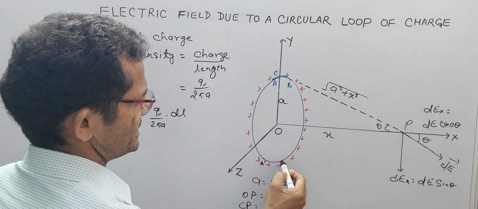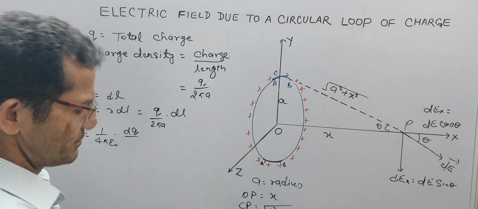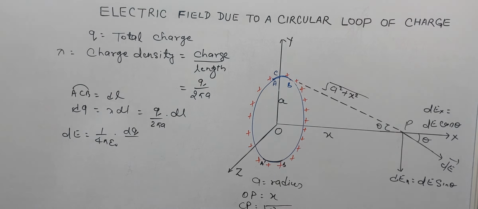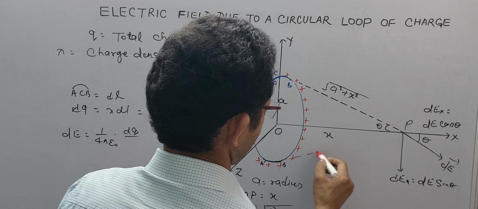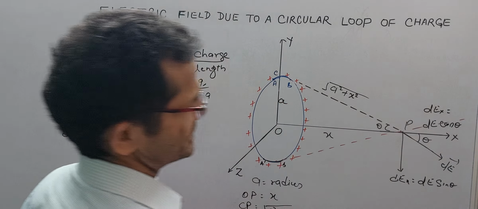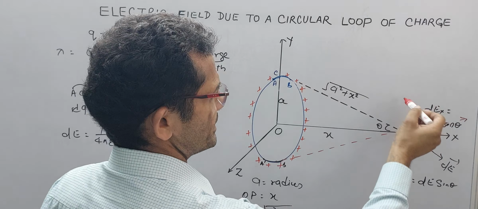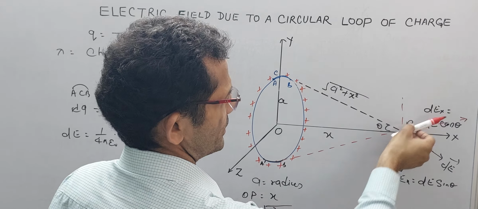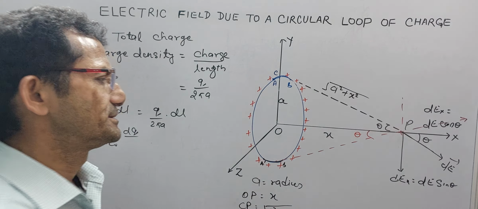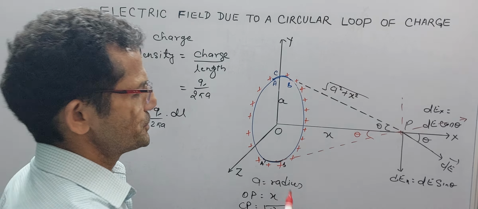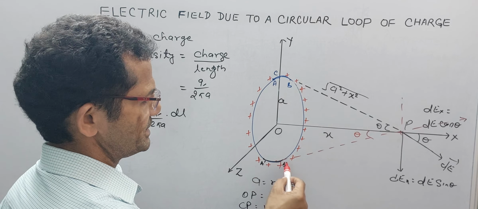Suppose this is A dash B, A dash B dash. This is diametrically opposite to this one, so its electric field will be along this direction. If I break it, it also has a component along this one. This component should be broken into two parts, with an angle theta. This is symmetrical, so this is the electric field produced by A dash B dash.